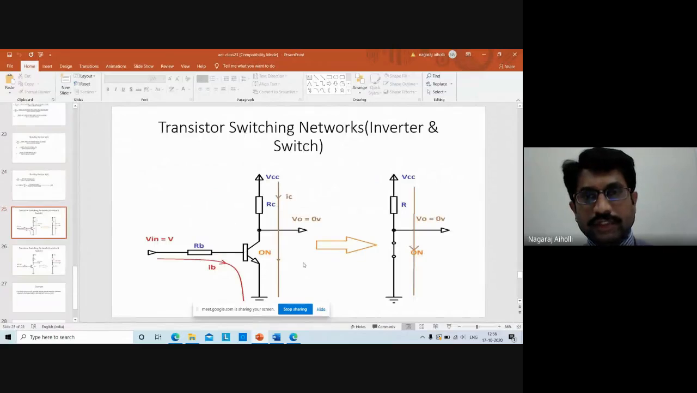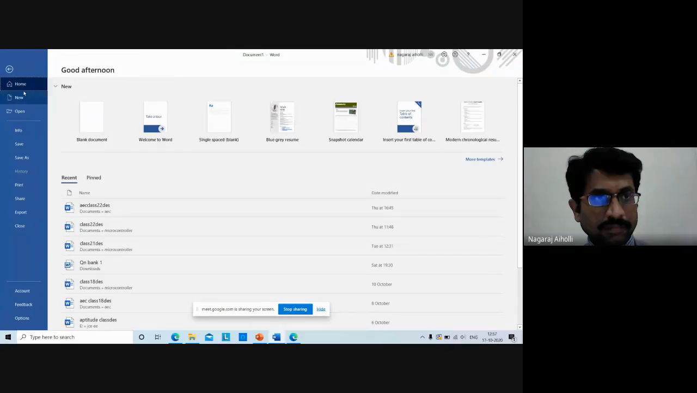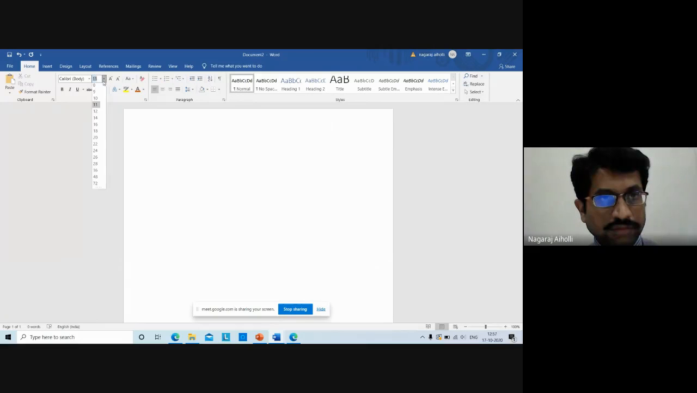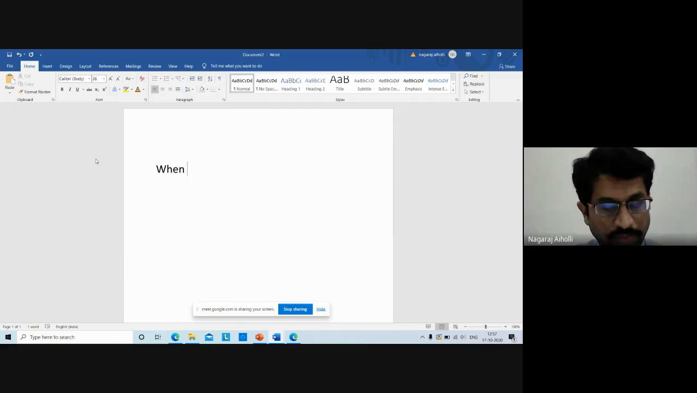So we were discussing yesterday the transistor switching network. Transistor works as an inverter and also as a switch. Let us write the design equations for a transistor as a switch and as an inverter. Let us design the circuit here. First case: when Vi equals Vin, or V volts, the transistor goes to saturation.